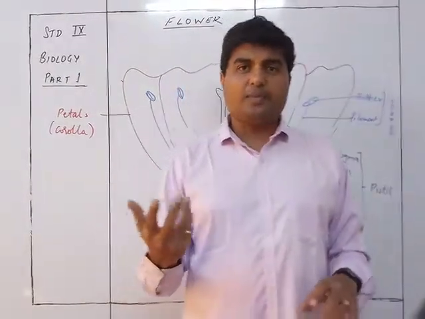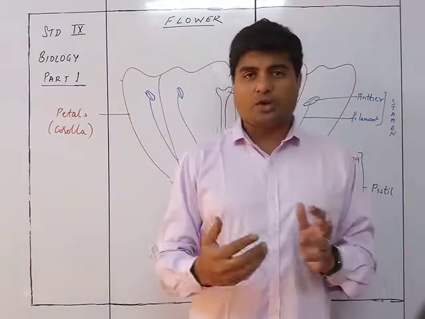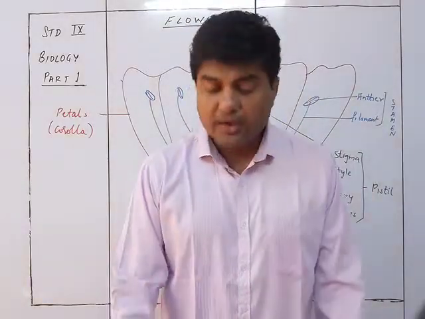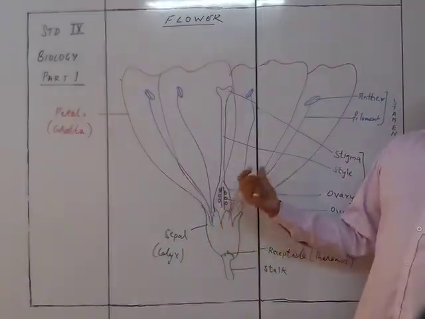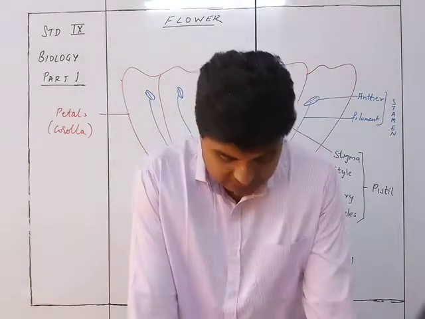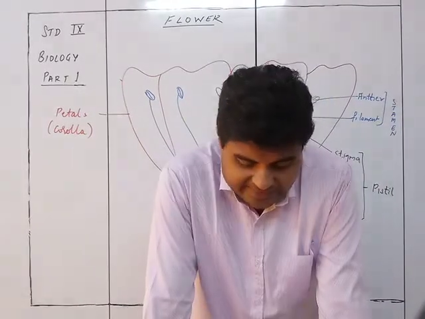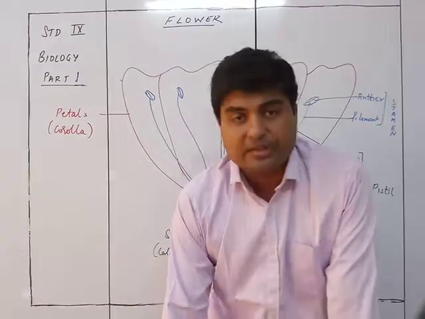They are not taking part in it. They are just helping to protect and to attract the insects, but they are not helping in the process. That's why we see that the essential parts will be the androecium and gynoecium, whereas the non-essential will be corolla and calyx. The essential parts of the flower are those that are directly concerned with reproduction.